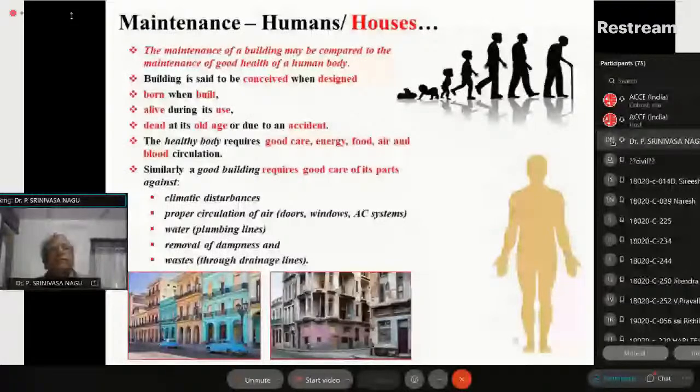Similarly, you say building is alive only if it is usable, right? And the person dies, due to either old age or accident. In a similar fashion, the buildings also cease to have their functionality, so just remain as solids. So, the healthy body requires good care, energy, food, air, and blood circulation. In a very similar manner, good building requires good care of its parts against climatic disturbances. See, the human body also requires that care.